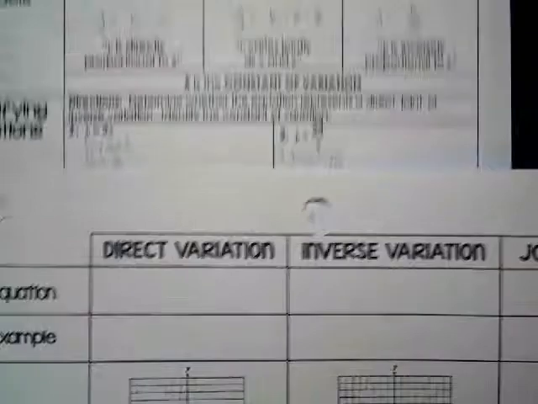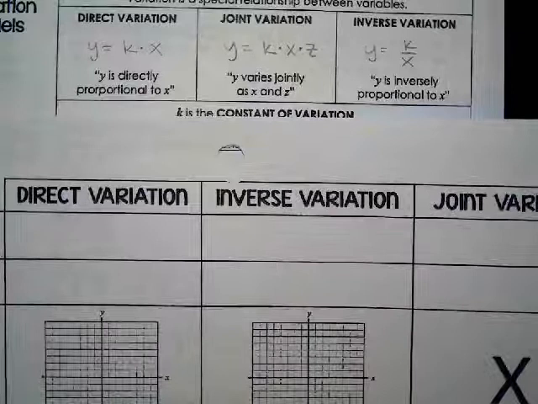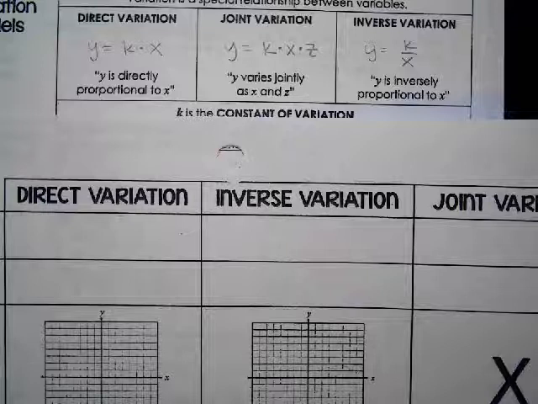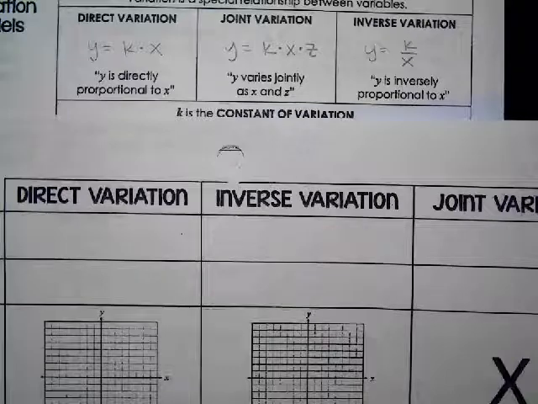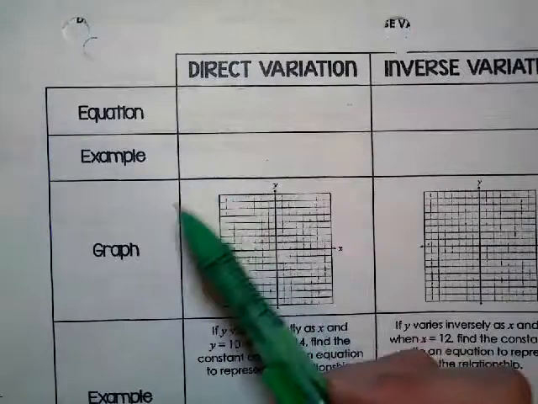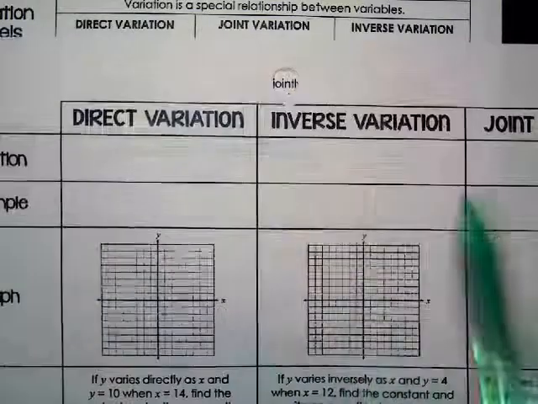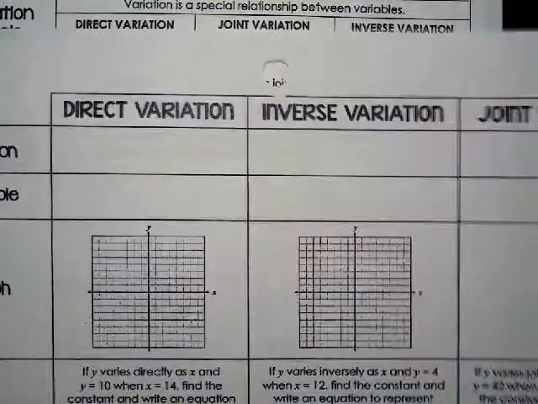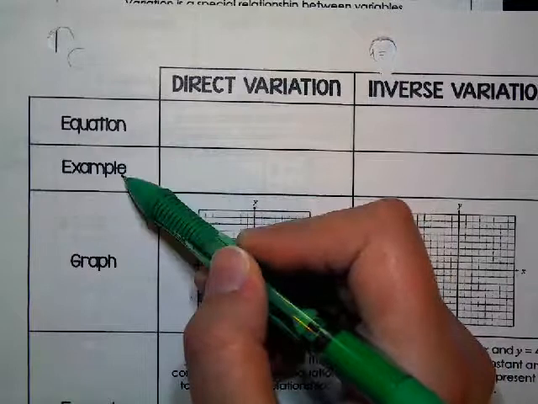If you're doing this on notebook paper, maybe get out a fresh sheet of notebook paper. So this would be something that you could refer to off to the side if you wanted to have one perfect example of each of these just to look at. So we're making a chart. And on the chart, we're going to have the 3 different variations. We're going to have direct, inverse, and joint. They switched the order from what the other sheet was, but that's okay. And then we're going to have an equation, an example, a graph, an example in words.